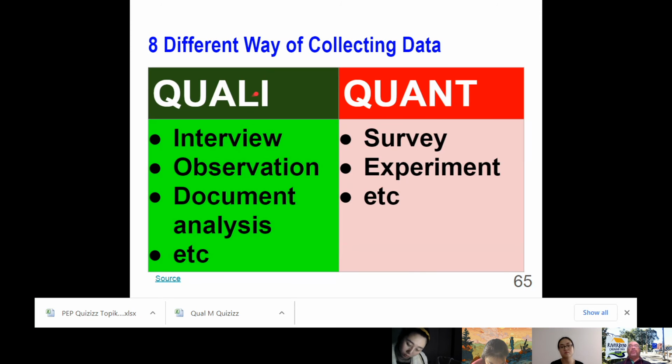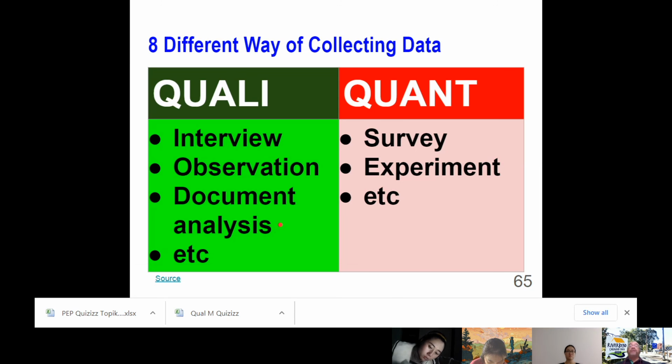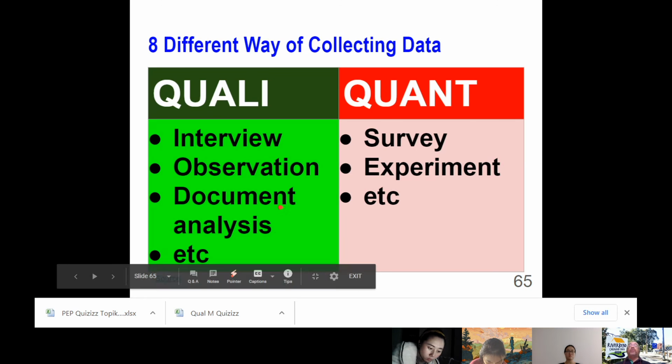In qualitative research, the ways to collect data are through interviews and observation. You see things and make notes about what you have seen. And then document analysis: you have the document, and then you analyze the content. So this is the qualitative.